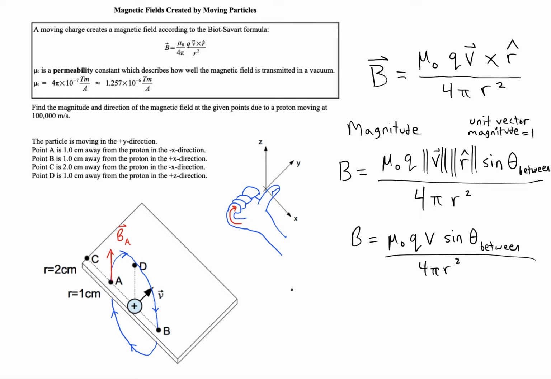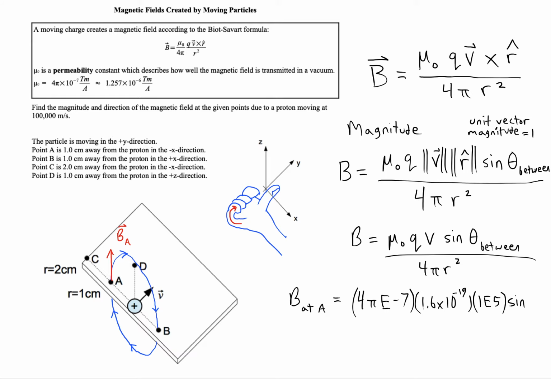All right, so let's find B at point A. We'll have 4 pi times 10 to the minus 7. We need the charge of a proton. We need its speed as well. And then we need a sine of an angle. But what angle do we use?